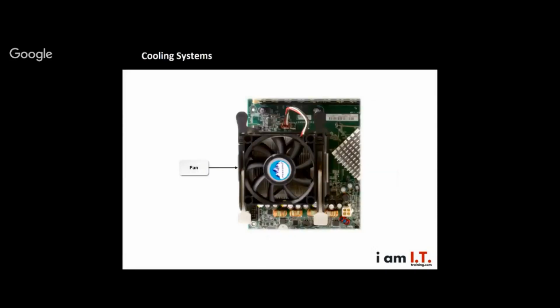Now, everything in IT creates heat. Our CPUs create heat, our graphics cards especially create a lot of heat, and so we need to cool those off. And we usually do that using one of two types of cooling systems. It'll either be an active cooling system or a passive cooling system. Now, active means it has moving parts, and passive means it does not have moving parts.